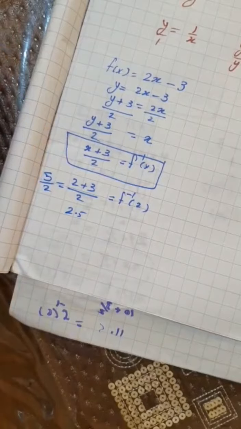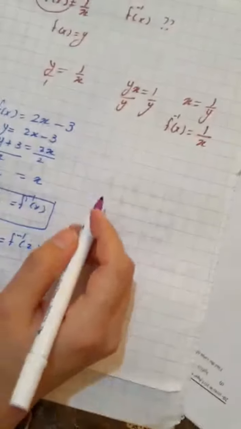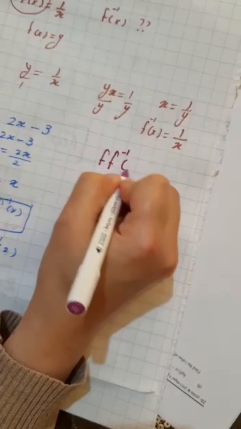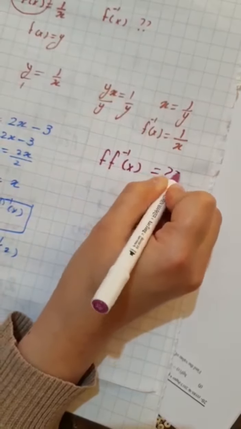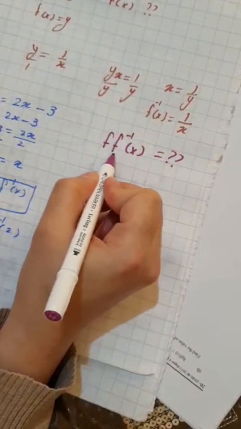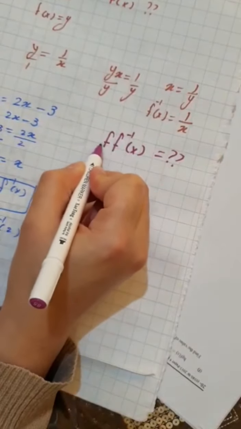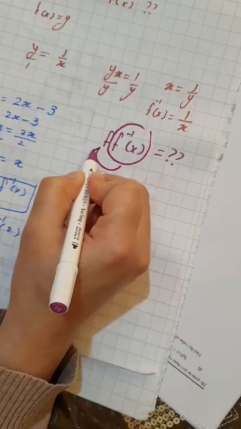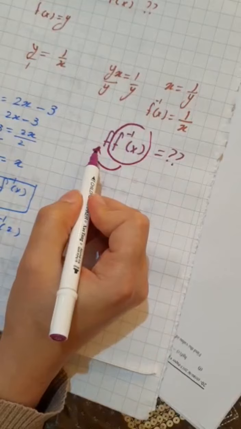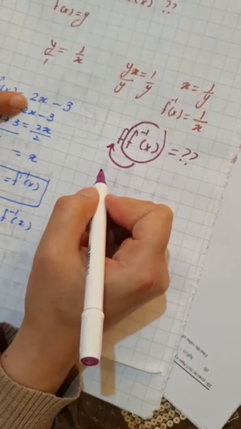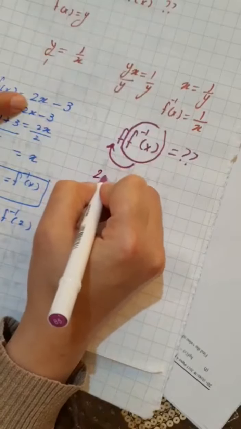Okay. What if they ask me to find f of f inverse of x? What does this mean? We're going to go back to the composite function here. I need to put the inverse of this function inside the original function. This means I need to keep the original function empty. The original function in this case is 2x minus 3, so I need to keep it empty.